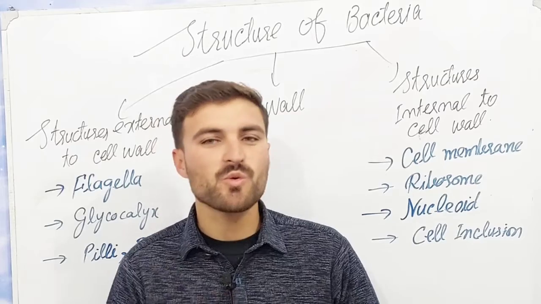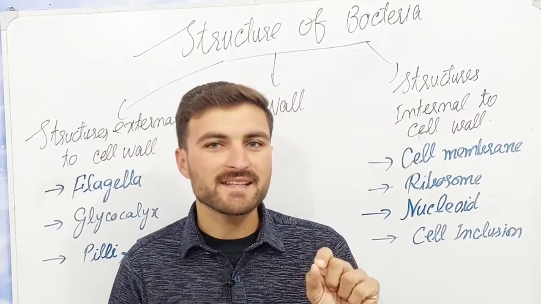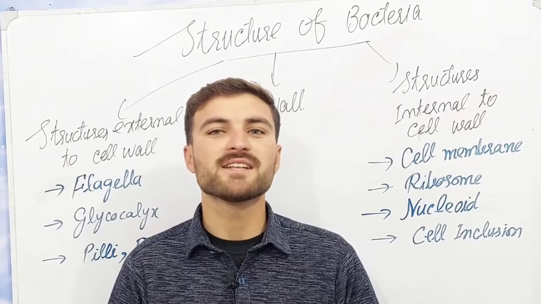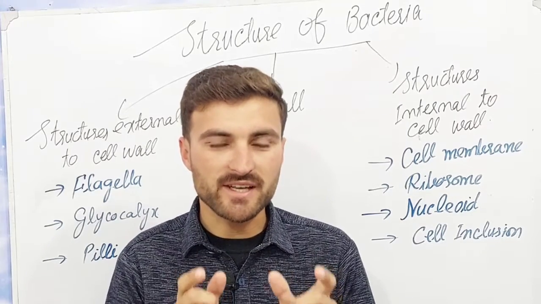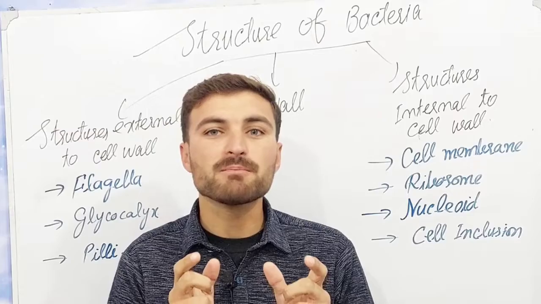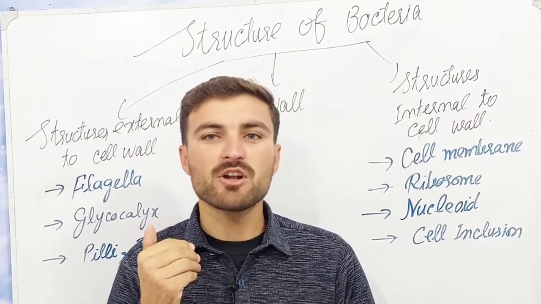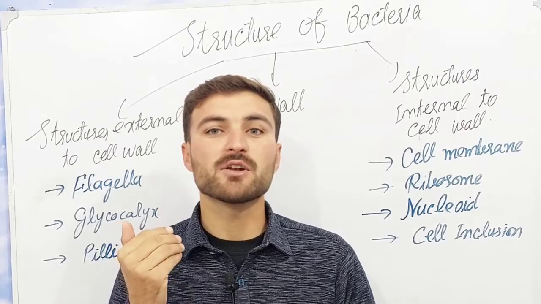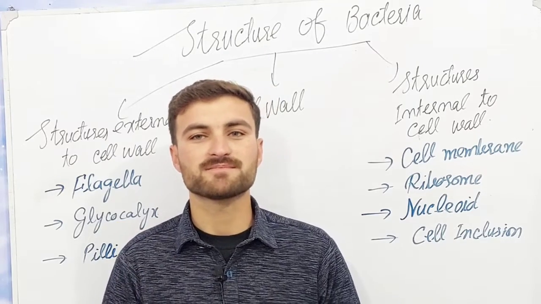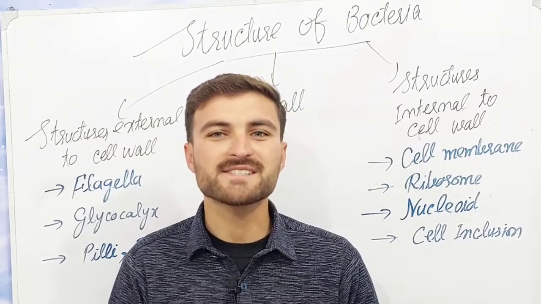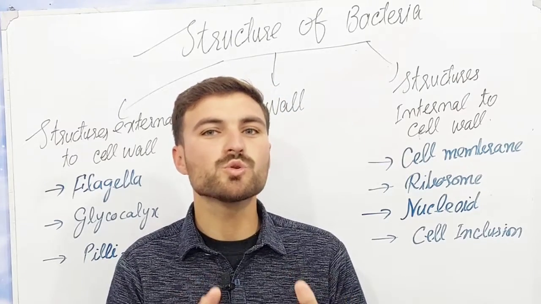Let's discuss another difference between these two cells, and that is that the eukaryotic cells contain membrane-bound organelles like mitochondria, like Golgi complex, like endoplasmic reticulum, etc. On the other hand, the prokaryotic cells don't have those organelles.